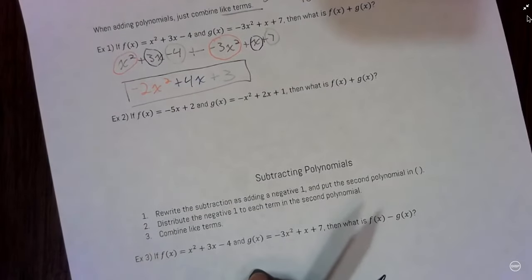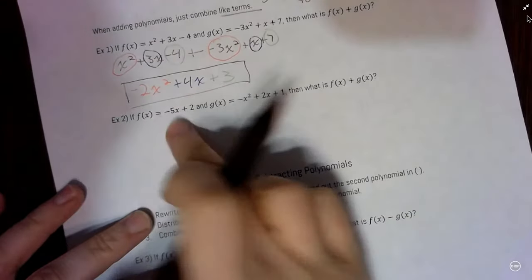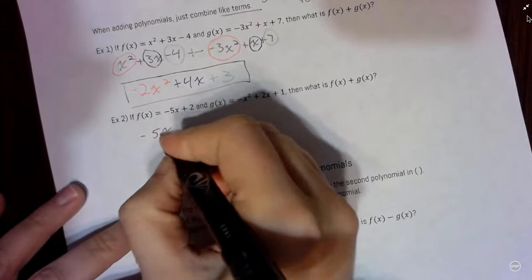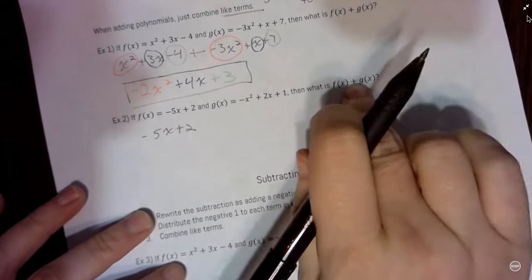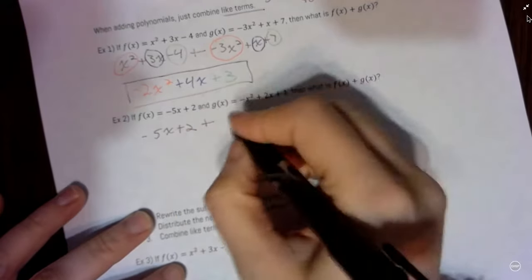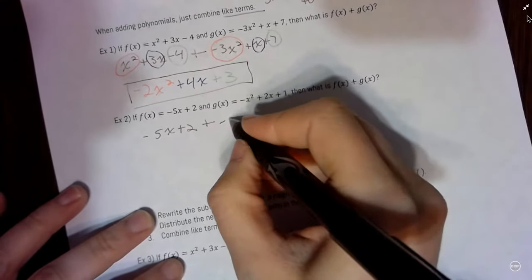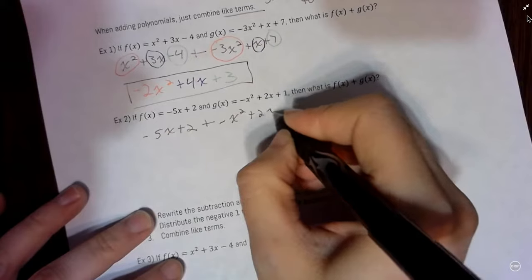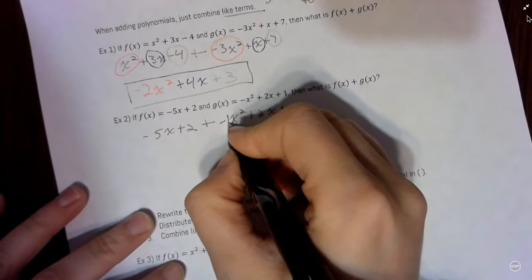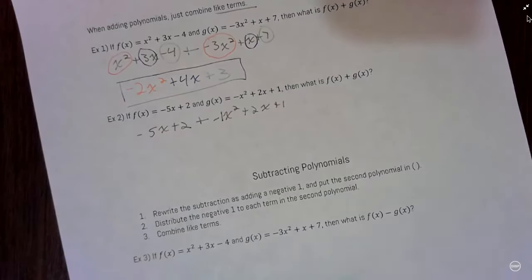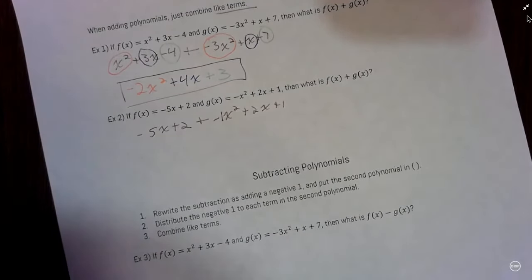So let's look at example 2. So if f of x is negative 5x plus 2, and we're adding g of x, so plus g of x, so negative x squared plus 2x plus 1. And go ahead, if this confuses you, put a 1 there so you know it's a negative 1. So let's see. Let's find our like terms.